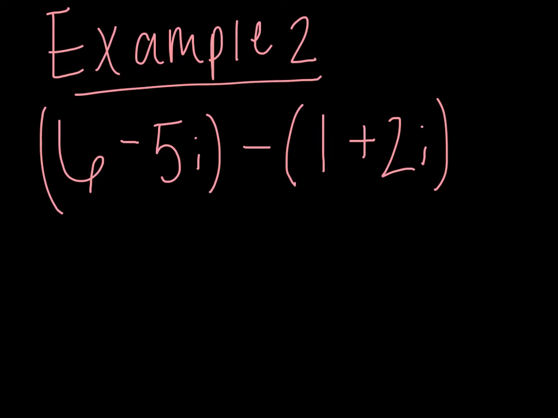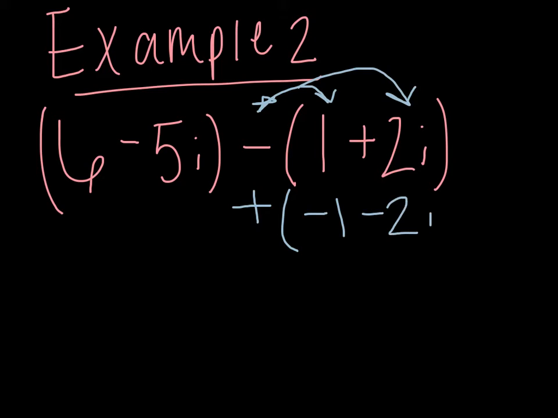Our next example is subtracting complex numbers. Now subtracting is a little different than adding. The reason for this is because of our subtraction sign right here. We must distribute it to the 1 and the 2i to start out with. When we do that, it's going to change the signs. Now we're going to have plus -1, minus 2i. Over here, 6 minus 5i will remain the same.